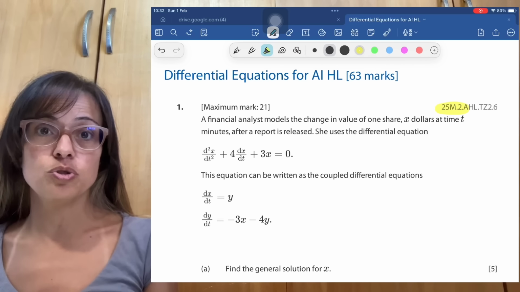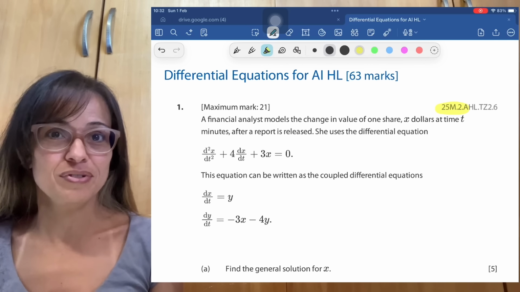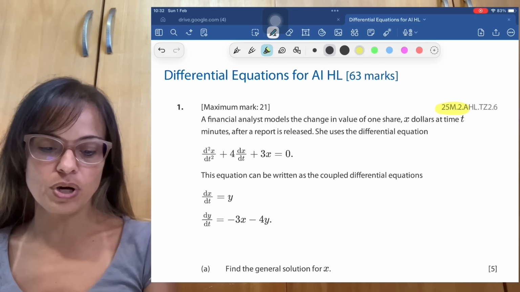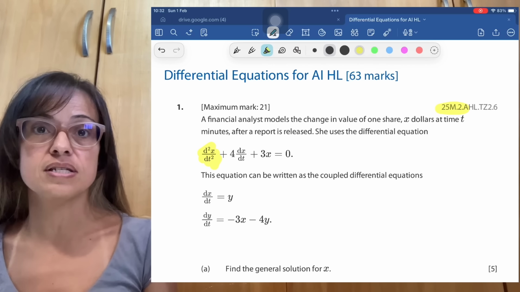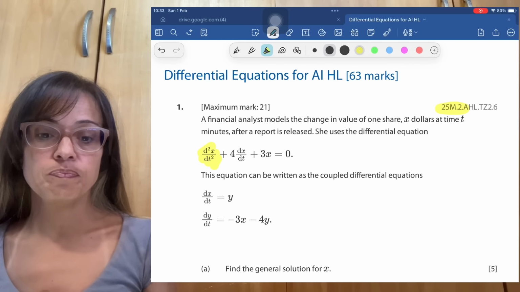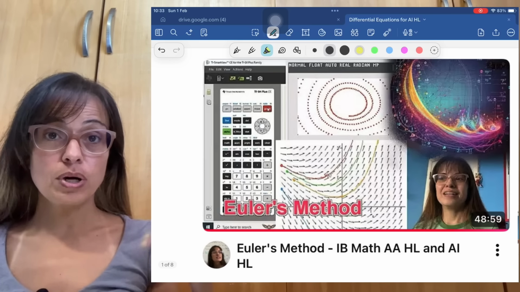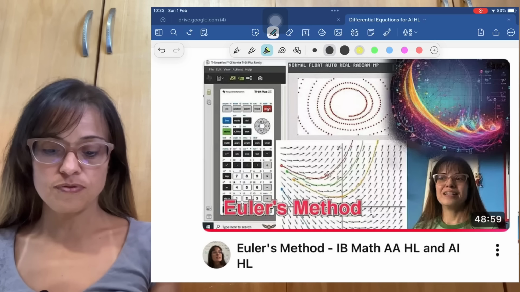It is from May 2025, but it shouldn't be the first thing that you do if you haven't studied differential equations really well yet, because this one is already a second order differential equation that uses the second derivative. So if you still need to do other things before this, I recommend that you start by watching this video.